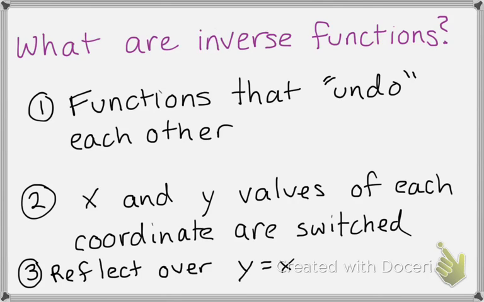Another way to think about inverse functions is by knowing that with the two functions, the x and y values of each coordinate are simply switched. So if you have a point at (2, 1), your inverse will have a point at (1, 2). And lastly, it's good to know that inverse functions are a reflection over the line y equals x, which you'll see as we try graphing some of these.